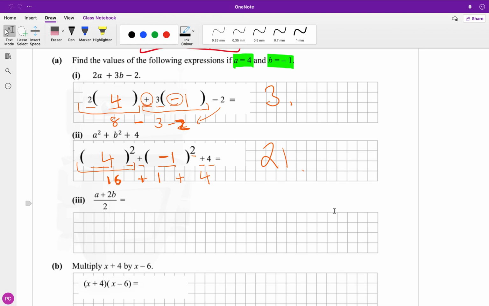A plus 2b, we're using the same green numbers. So A is 4 plus 2b. So A plus 2b all over 2. Let's get rid of those brackets. It's going to be 4, and you have a plus 2 by a minus 1, so you multiply these two together. So it's going to be minus 2 over 2, which is going to be equal to 4 minus 2 is 2 over 2. So 2 into 2, the answer is 1.